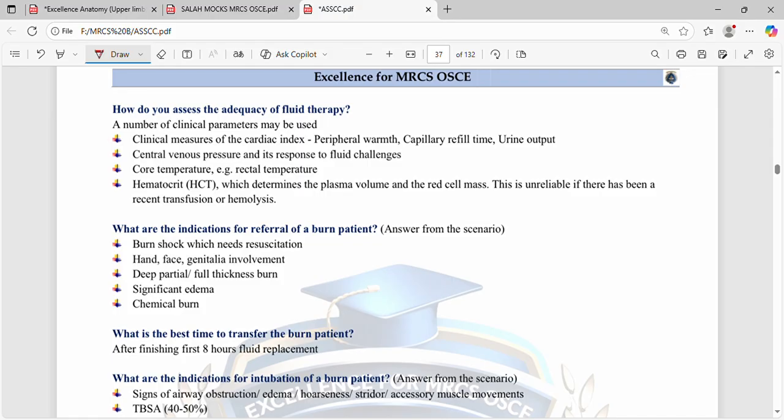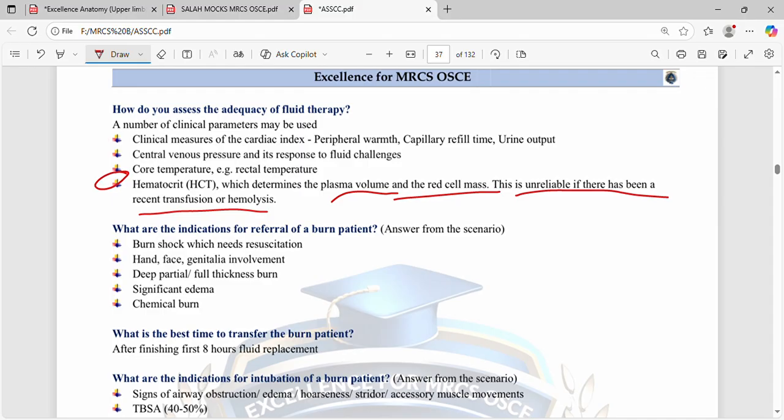Clinical measures include the cardiac index, peripheral warmth, capillary fill time, and urine output; central venous pressure and its response to fluid challenges; core temperature such as the rectal temperature; and hematocrit, which determines the plasma volume and the red cell mass. This is unreliable if there has been a recent transfusion or hemolysis, so you have to check the hematocrit. If the hematocrit is low, this can show that the plasma volume is high.